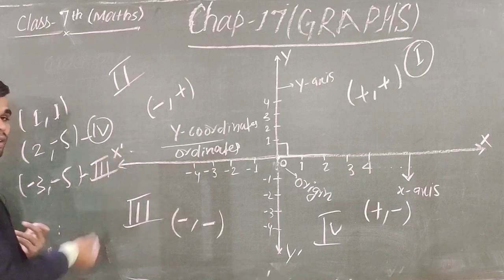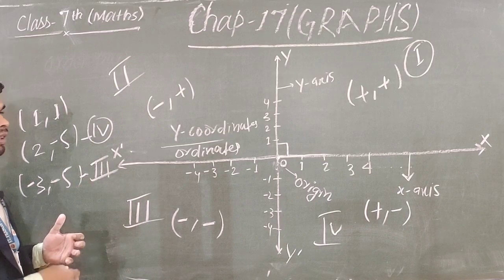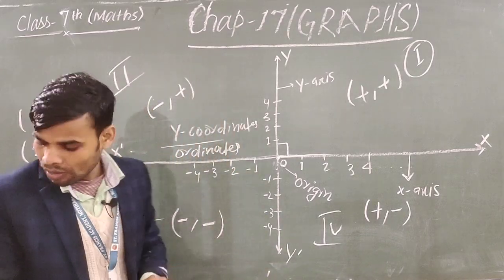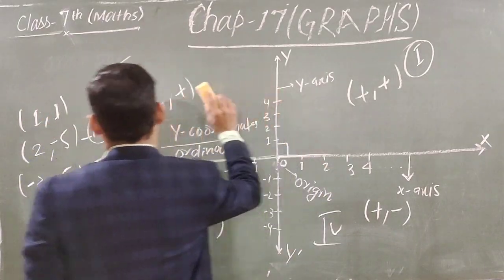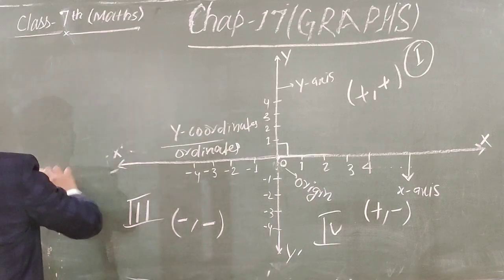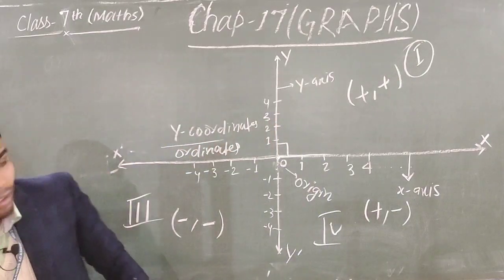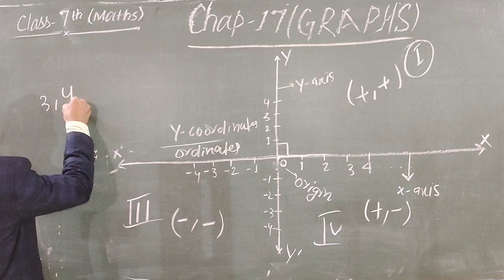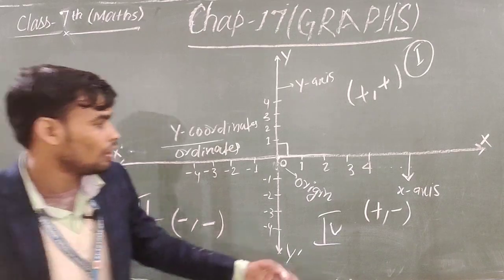So simple, nothing is it. I think you are able to understand. And one thing also, you know how to represent a point in the Cartesian plane. Okay? So suppose you have to represent the point 3 comma 4 in this Cartesian plane. This is the point 3 comma 4.